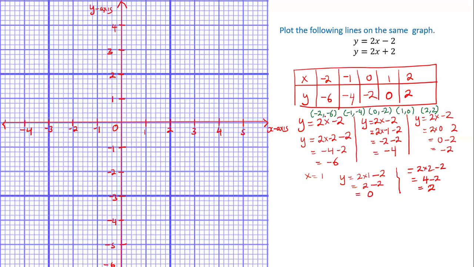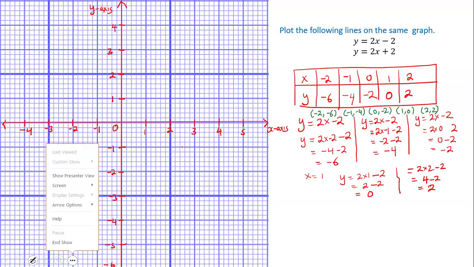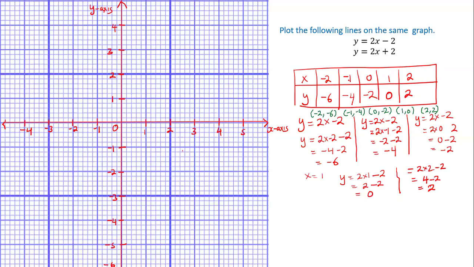Now I start plotting. -2, -6 is a point down here. I may first leave that point. I go to -1, -4. It is a point here. I go to 0, -2 is a point here. I go to 1, 0 is a point here. I go to 2, 2 is a point there.